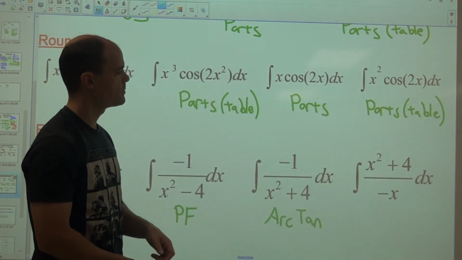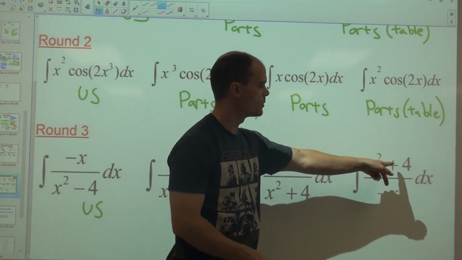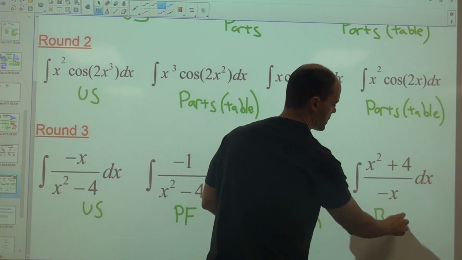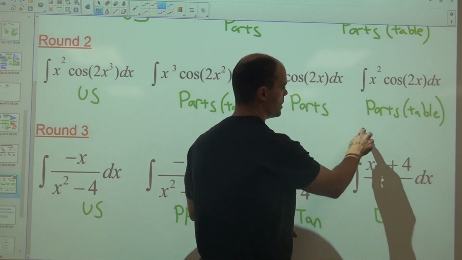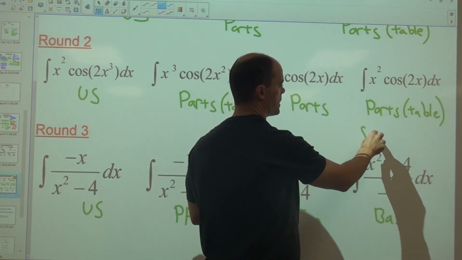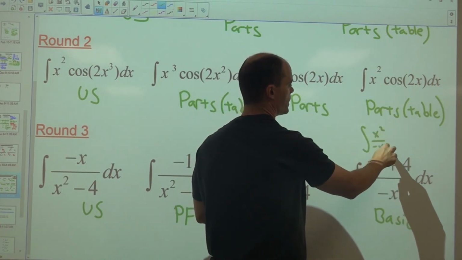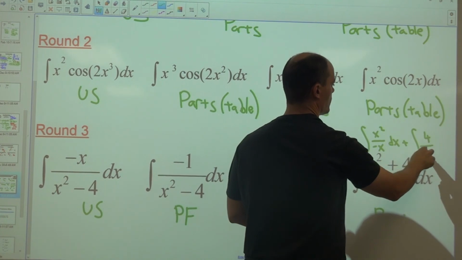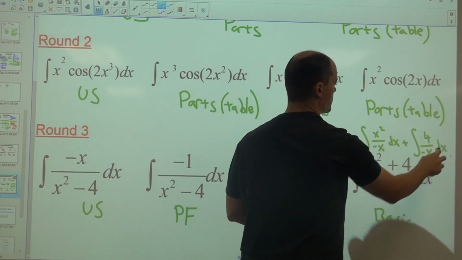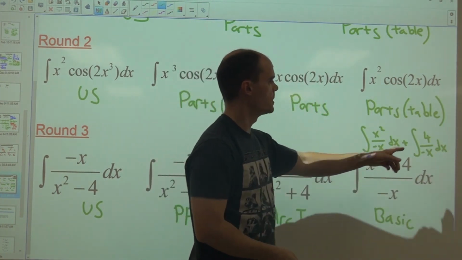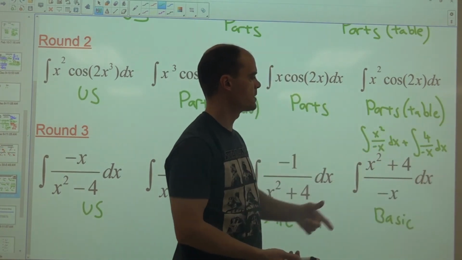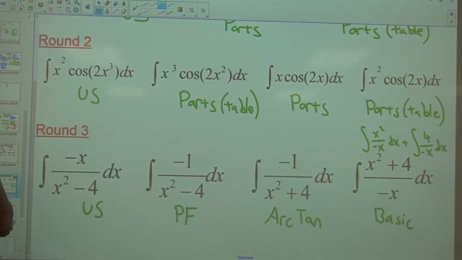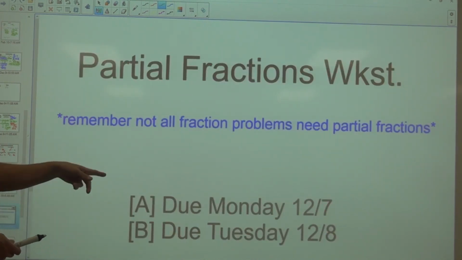And the last one, I see addition signs in the numerator. Ooh, this can be split up. This is just a basic rule because I can split this up into x squared over negative x plus 4 over negative x dx. This would be an ln. This simplifies and just becomes a power rule. Boom, done, deal.